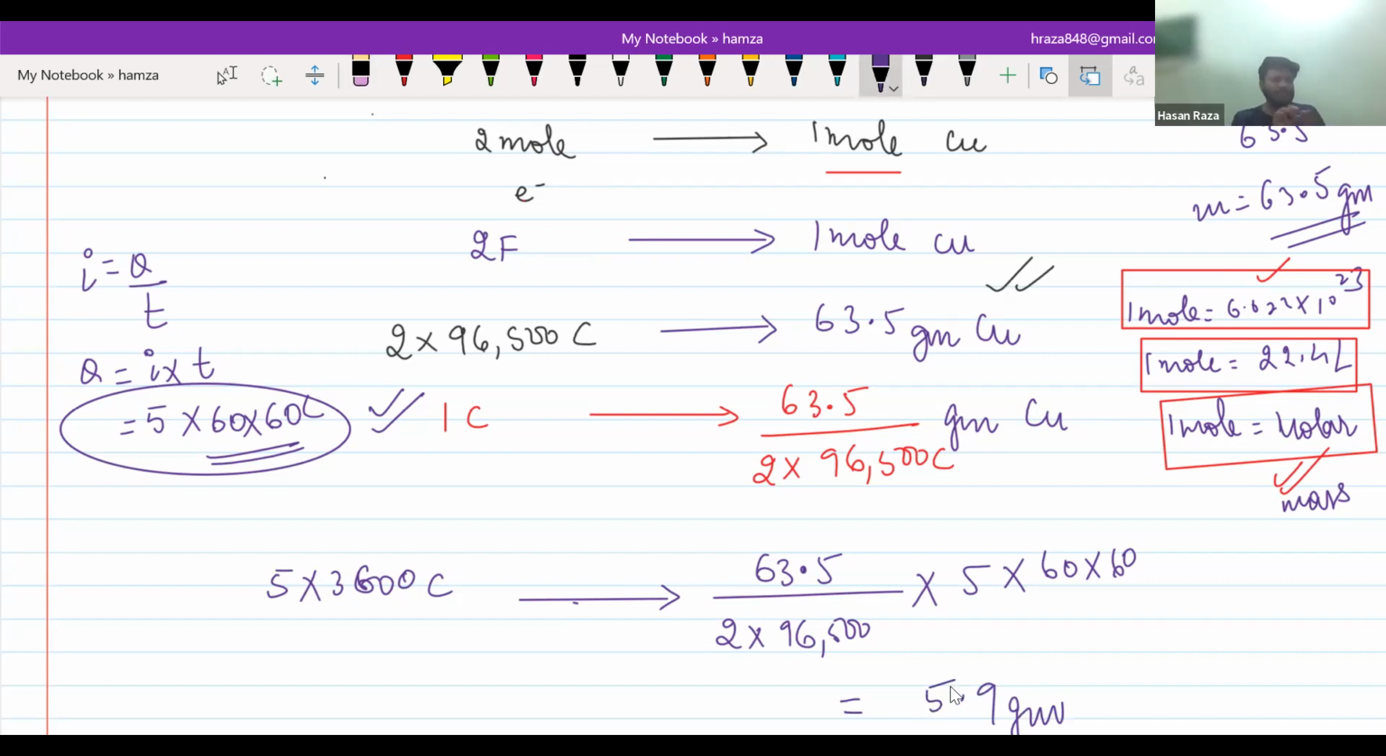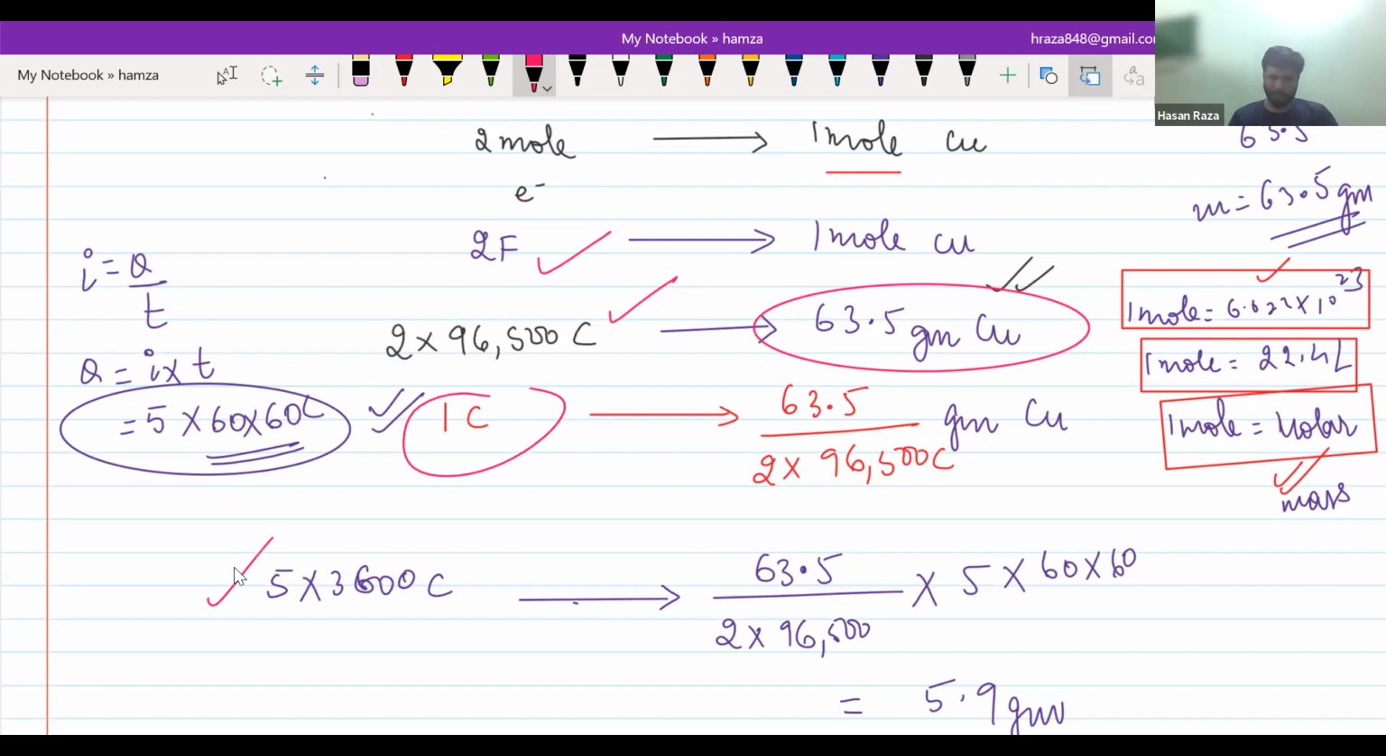What you need to do is just see how many electrons it gains. The number of electrons it gains will be in Faraday. So just 2 Faraday, that means this much coulomb charge will deposit this much. So I'm going to calculate for 1 coulomb and then this.